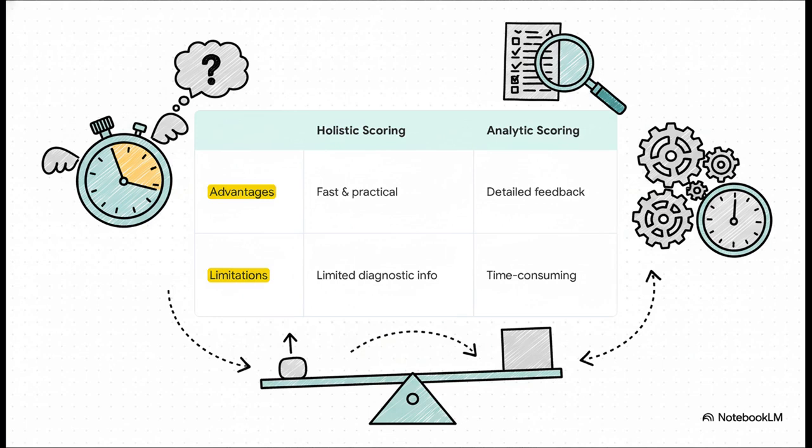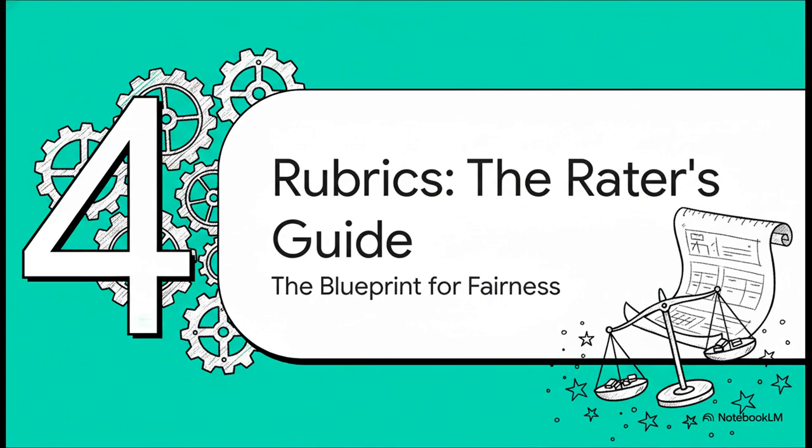It's really that classic tug of war, right? Speed versus detail. All of this talk about methods and judgment leads us to what might be the single most important tool in our entire toolkit. So let's dive into section 4, rubrics. These are your blueprint for fairness.